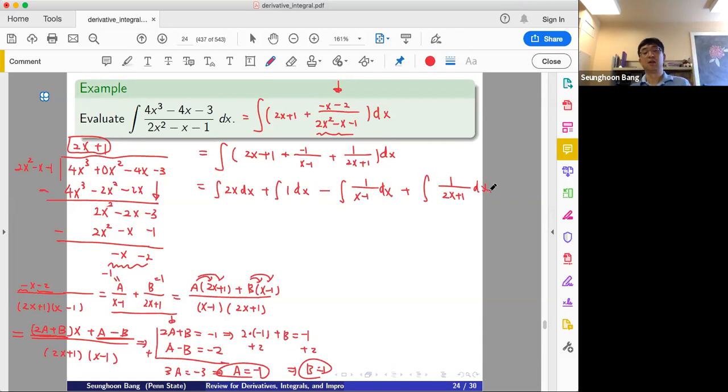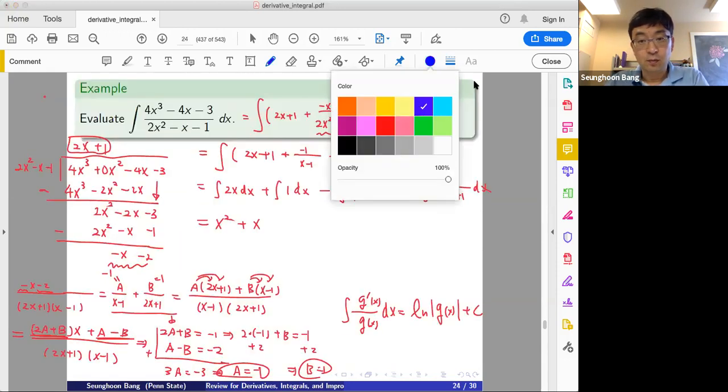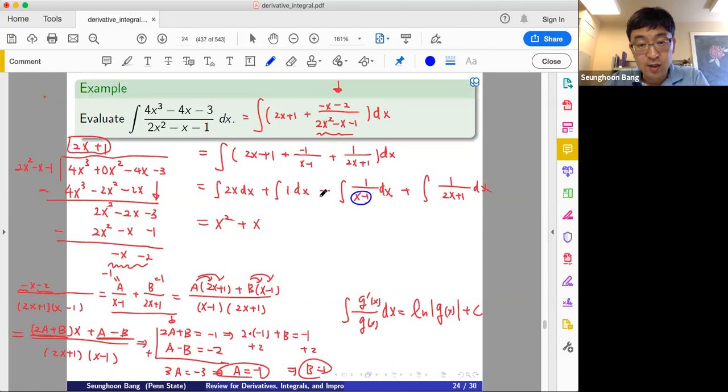You can split. Next, find the antiderivative. The integral 2x dx is exactly x squared, plus the integral of 1 is just x. Integral 1 over x minus 1: I'm going to use this rule. Do you know this one? Integral g prime of x over g of x dx is the ln of the absolute value of g of x plus c. So let me see. The x minus 1 is g of x.